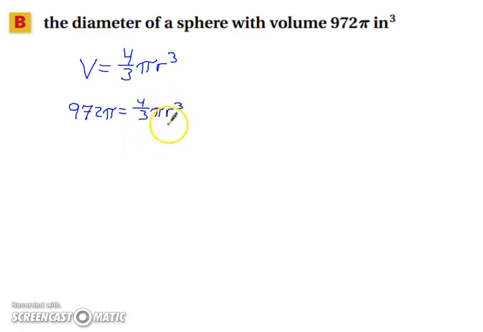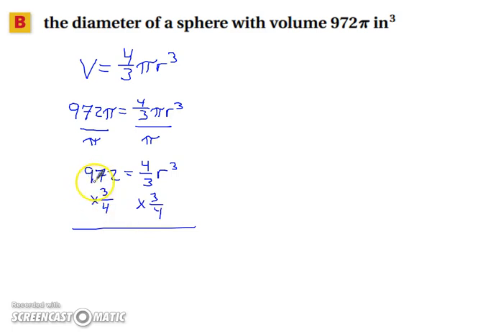We want to solve for r, so we're going to solve an algebraic equation. We see that pi is on both sides of the equation, so we can simply divide both sides of the equation by pi, and we'll have 972 equals 4/3 r cubed. Okay, so 4/3 is being multiplied with our r cubed, so we can divide by 4/3, which is the same thing as multiplying by the reciprocal. So we're going to multiply both sides by 3/4. So 972 times 3 divided by 4 is 729, and that's going to equal r cubed.